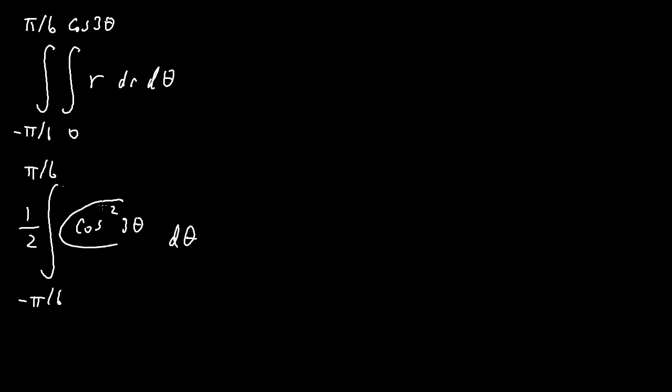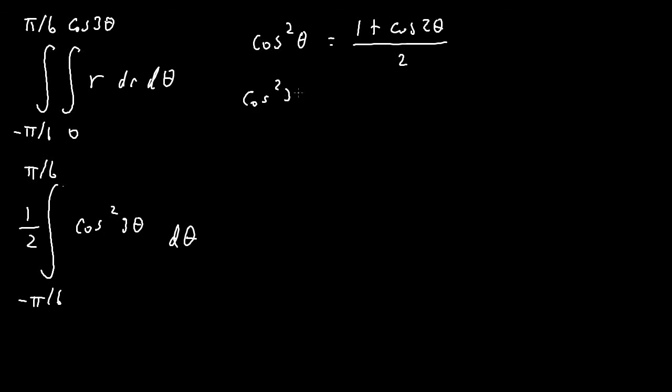Now we can't necessarily integrate this by hand, so what we can do is use a trig identity, where cosine squared of theta is going to equal 1 plus cosine of 2 theta over 2, or 1/2 times 1 plus cosine 2 theta. But realize instead we have cosine squared of 3 theta, not just theta. So cosine squared of 3 theta is going to be equal to 1 plus cosine of 3 times 2, this time we have 6 theta, over 2.